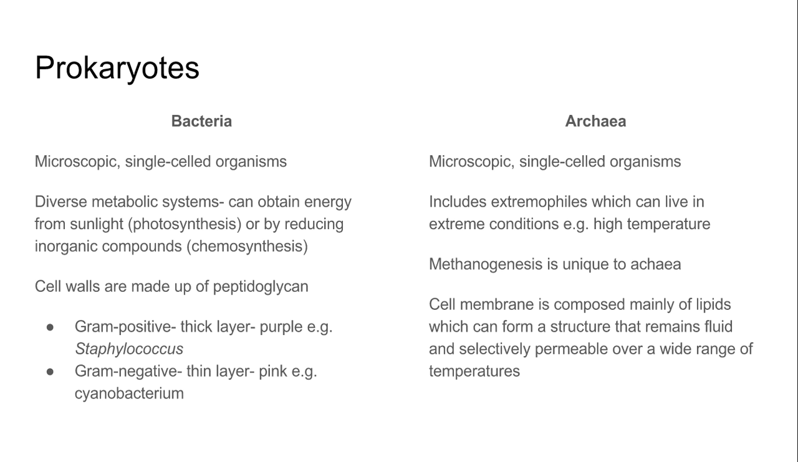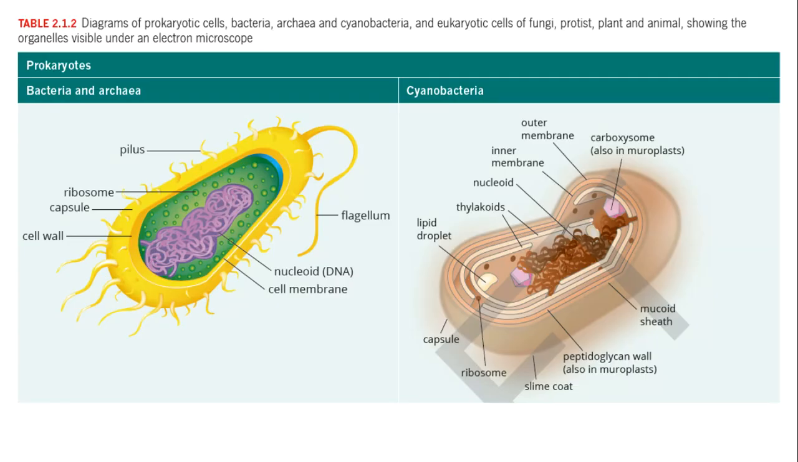When we talk about archaea, we're talking about extremophiles, which live in extreme conditions, such as high salt and high temperatures. There are also some archaea which obtain their energy from methanogenesis, which is the production of methane. Their cell membrane is composed mainly of lipids, which allows that structure to remain fluid and selectively permeable over that wide range of temperatures in which they might reside. So here we just have some diagrams. We have bacteria and archaea on the left, and then we have another type of bacteria called cyanobacteria on the right.